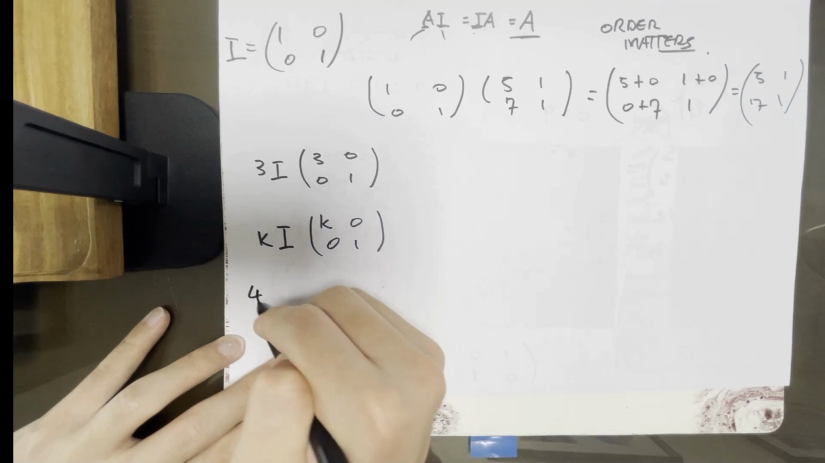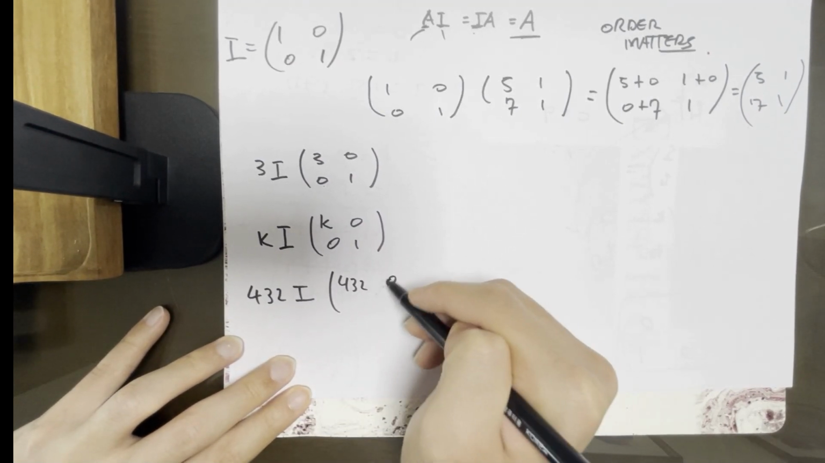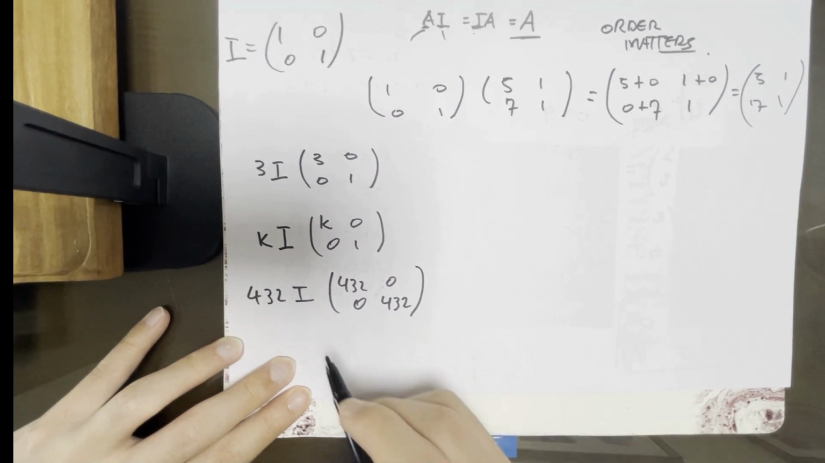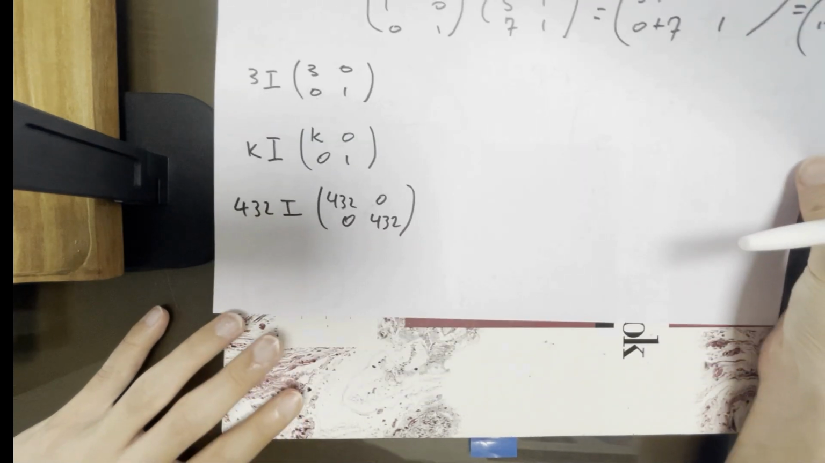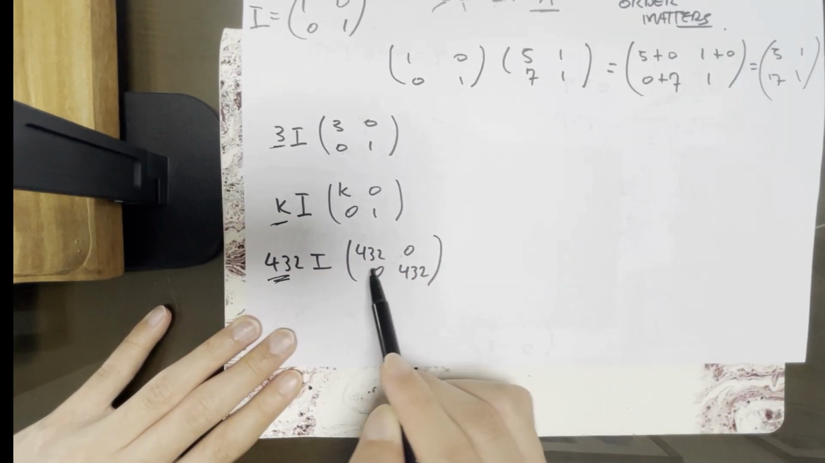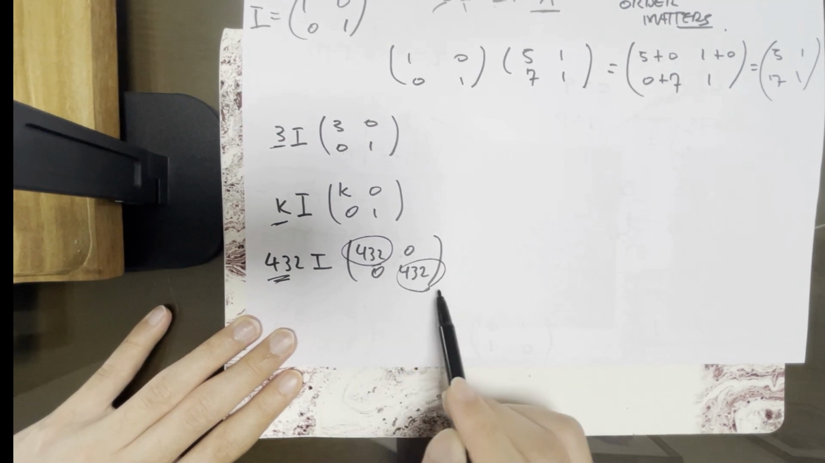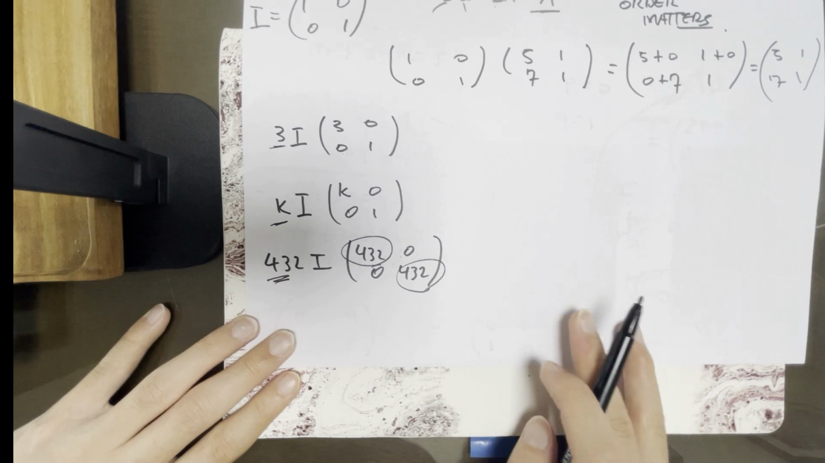If k was [4, 3, 2] multiplied by I, it'll still give us [4, 3, 2], 0, 0, [4, 3, 2]. 0 times [4, 3, 2] will still make 0. Do you notice the pattern now? Whatever you multiply by in front of the identity matrix will change the top left and bottom right values of the identity matrix. Let's try a question on this now.